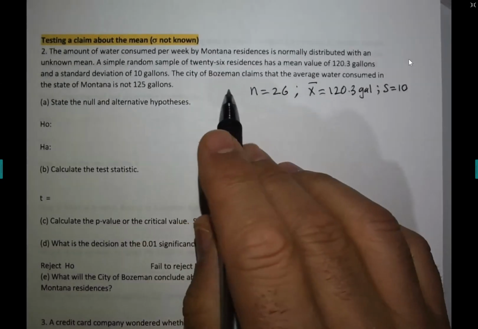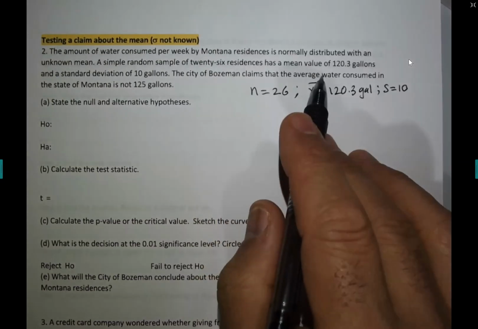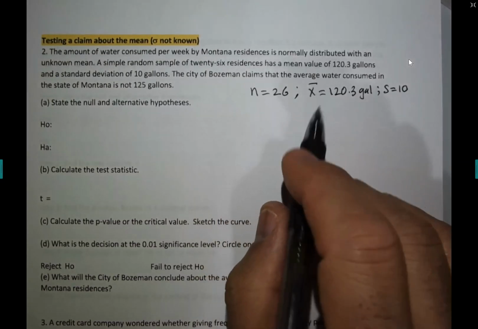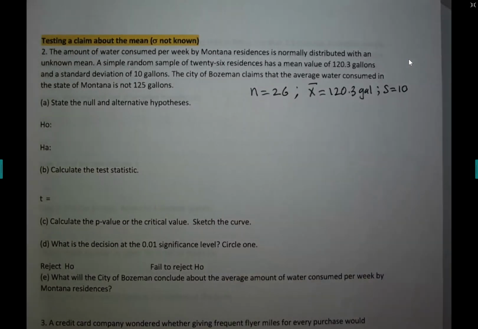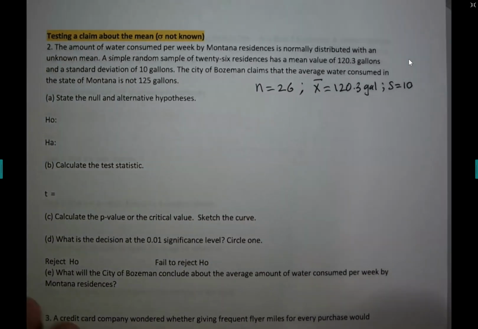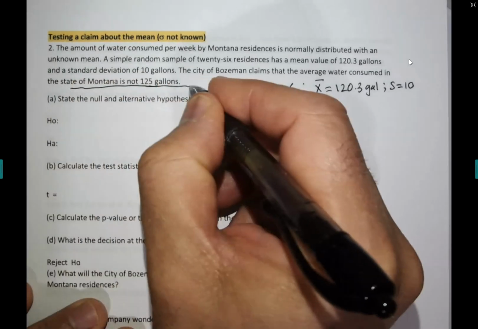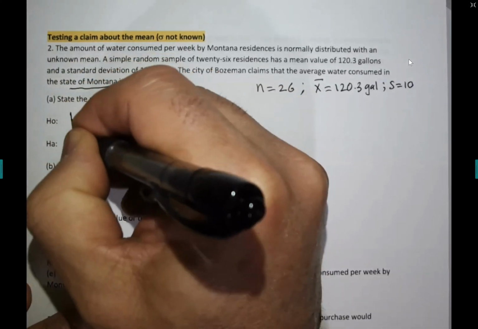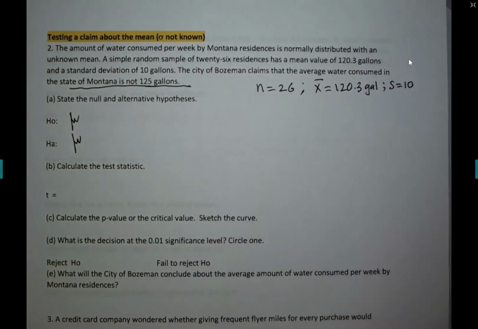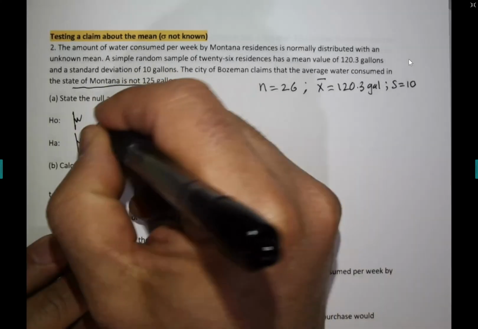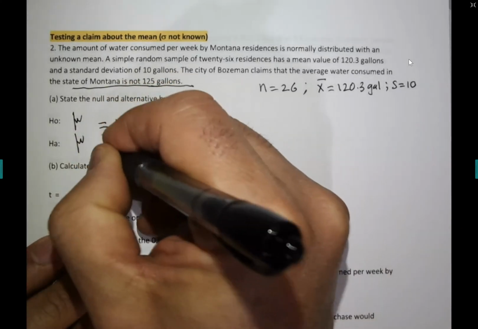The city of Bozeman claims that the average water consumed in the state of Montana is not 125 gallons. Who can help me to state the null and the alternative hypotheses? What do you guys think the null and the alternative are going to be? Any response? The null is 125 gallons, while the HA is not 125 gallons, and that is the claim.